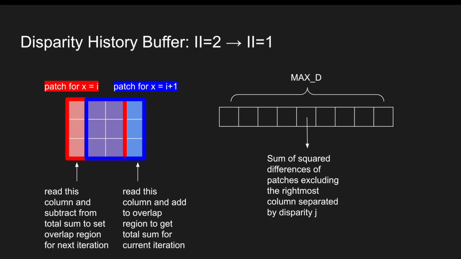For each iteration, we read and calculate the sum of square differences for the rightmost column of the patch and add that result to the one in the buffer, and use that collective sum to update the min disparity variables. Then we read out the leftmost column of the patch, calculate that sum of square differences, and subtract it from the total sum to prepare the value for the next iteration. So for each iteration, we only have 2 reads, and we can reduce the initiation interval to 1.